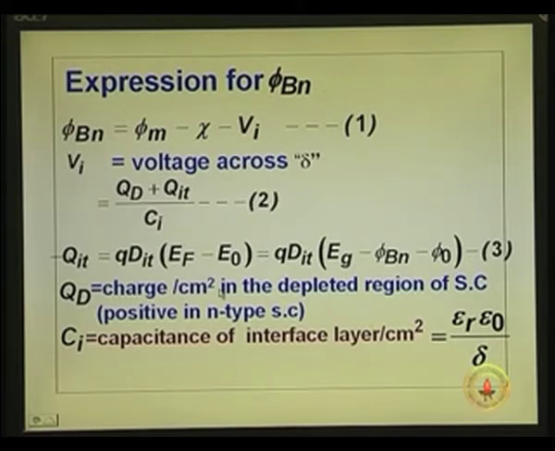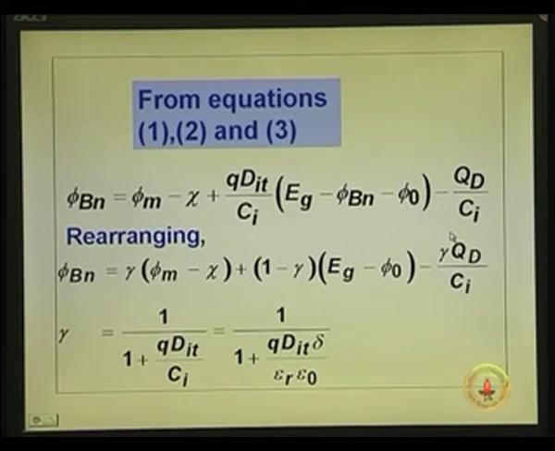All that you do is put those things together, that is you substitute for this Vi. So, you will have here phi m minus chi minus Qd by Ci minus this quantity by Ci. That is what is put there. Phi m minus chi plus Qdit, because minus minus cancels, plus Qdit Eg minus phi Bn minus phi naught minus Qd by Ci. Simple mathematics, just you put. Rearrange this. You can just sit down and see. You have got phi Bn here, you get this equation.